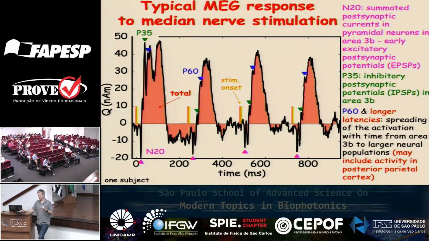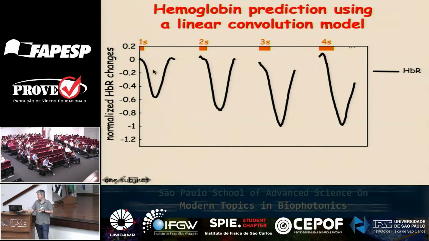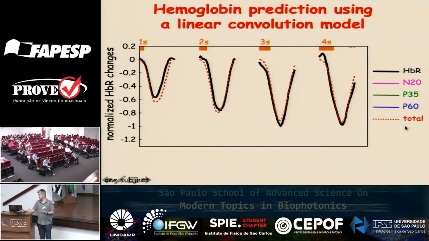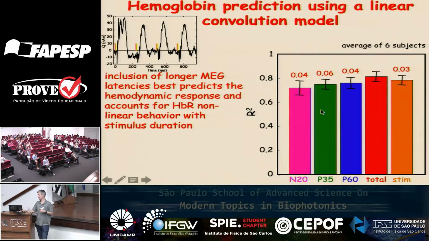Now, to answer this question of whether the response is linear or nonlinear, we can just do a regression analysis. You can measure the area under the curve of each of these components and then see how it predicts the hemodynamic response. And so there's the hemodynamic response. If we just take the N20 response from MEG, it doesn't predict the hemodynamic response very well. You could take just a positive 35 millisecond response, or the P60, or the total. Basically, when we did this analysis, we found that we had to integrate the full electrophysiological response in order to get a good model prediction of the hemodynamic response.